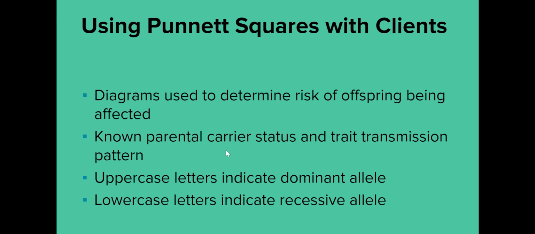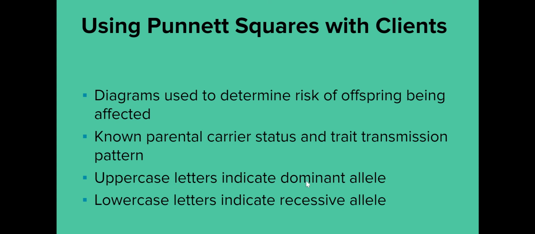Using Punnett squares with clients. So you're going to draw the same kind of Punnett square that we did when we talked about patterns of inheritance in chapter 4, week 2. These are diagrams used to determine risk of offspring being affected. If you know the carrier status and the trait transmission pattern, you can draw this diagram, and there's still information you don't have because we don't know how those gametes combined.